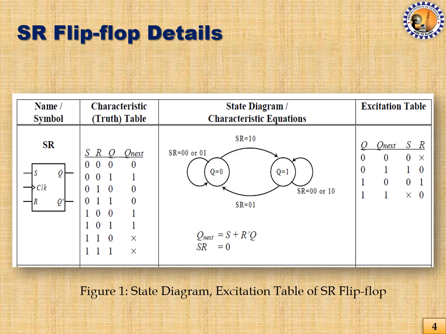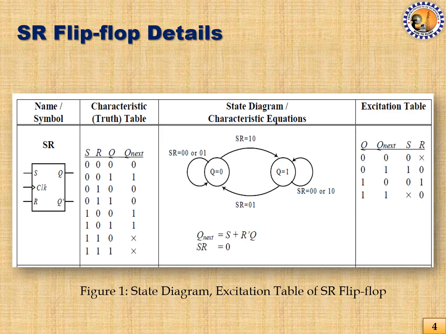As you can see in the state diagram, when it is a self loop, the present state is 0 and next state is also 0. What are the conditions? Either SR should be 0 0, or SR should be 0 1. So from here, S is common, whose value is 0, and R value can be a 0 or can be a 1. So in such situation, we put this as a don't care. That means when S is equal to 0 and R is don't care, the flip-flop present state is 0 and next state is also 0.